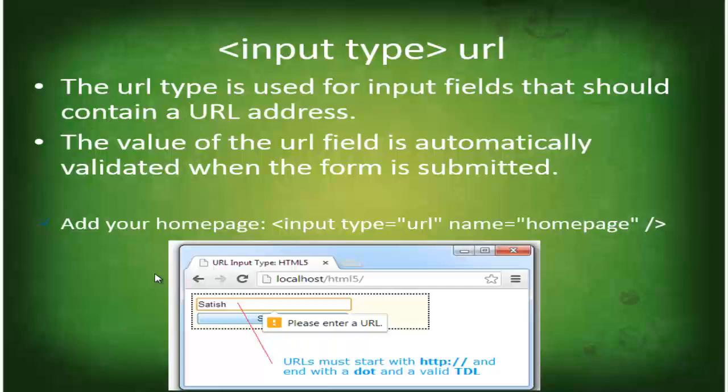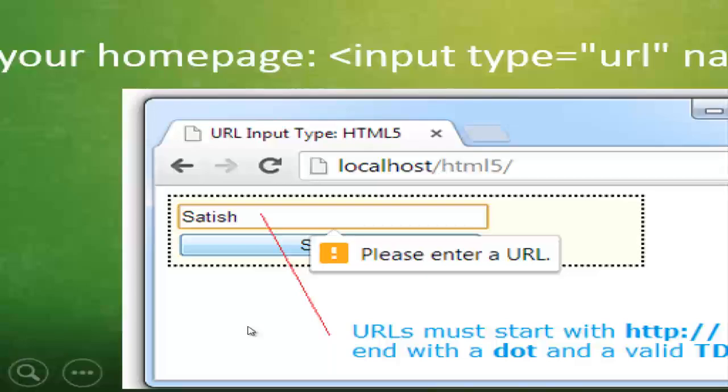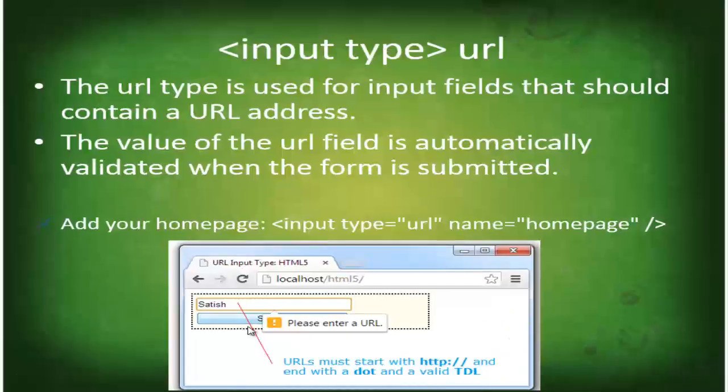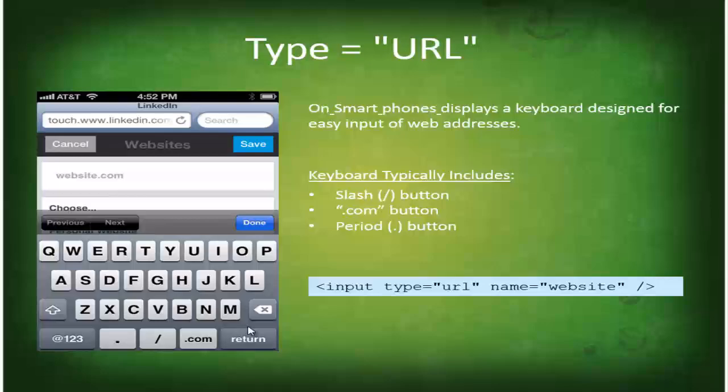The next one is type equal to URL, and the usual thing when you supply type equal to URL is there will be a validation. If the one that is typed over here is not a valid URL, it's going to just say that this is not a valid URL. A valid URL is HTTP colon followed by something like your URL address. If it is not, it's not going to accept it. What's the advantage of using type equal to URL on soft input devices? Your keyboard is going to change with the dot, slash and .com as the special option for the user.